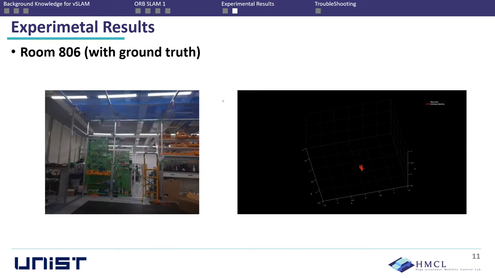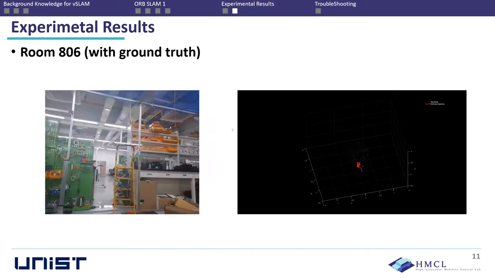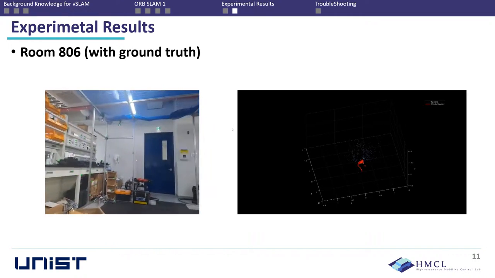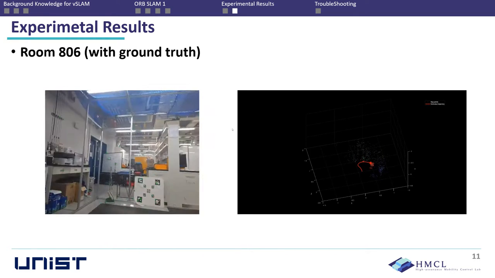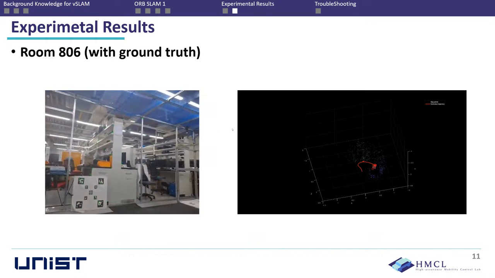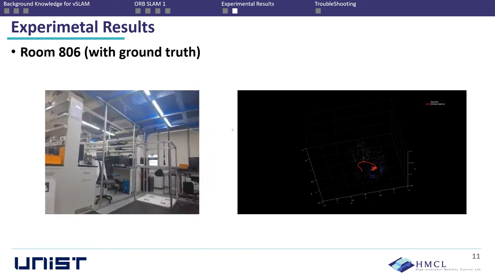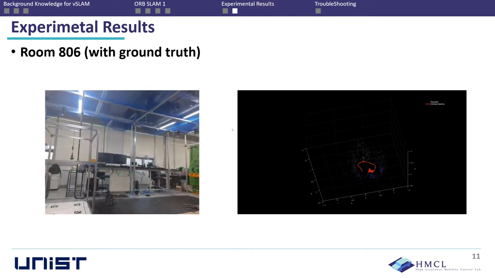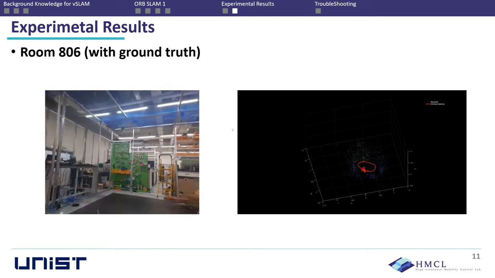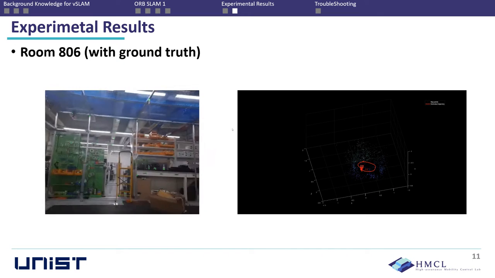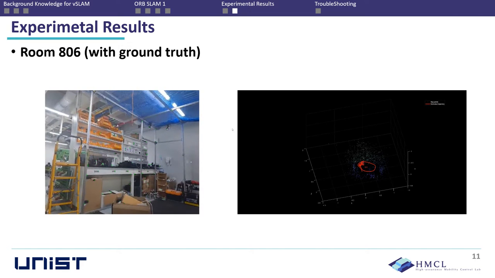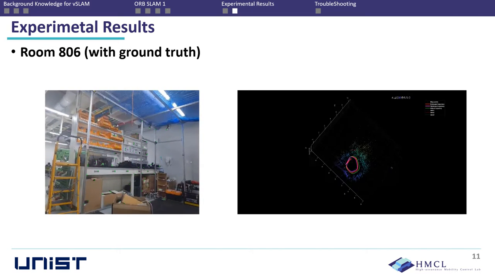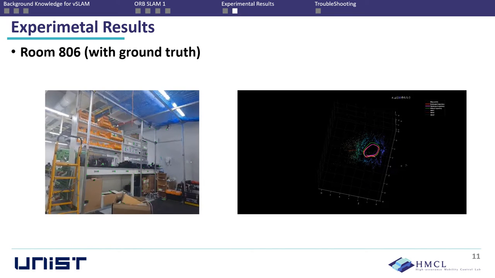So, in order to measure the performance with the ground truth data, I experimented in room 806 again. I could obtain the ground truth data through a series of OptiTrack motion capture cameras. The root mean square of the error between the estimated trajectory and the ground truth trajectory was about 0.78 meters. I think this error comes from the limitation of the monocular camera, which can't know the depth info exactly.